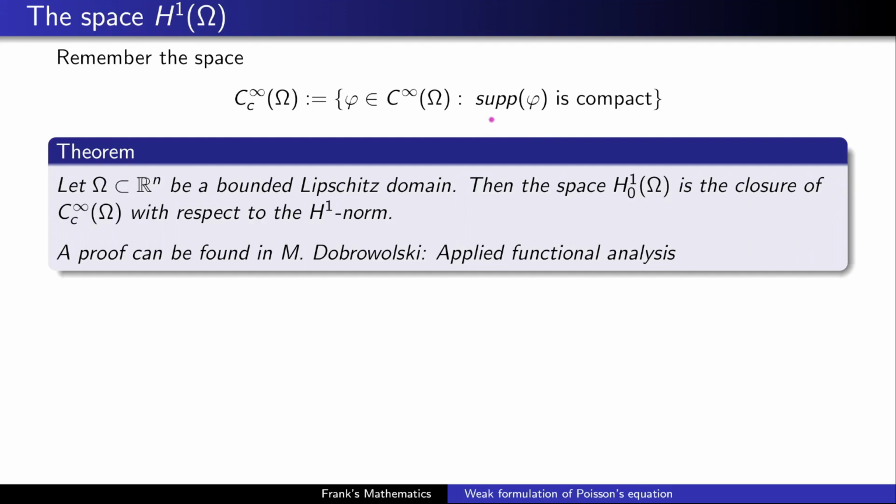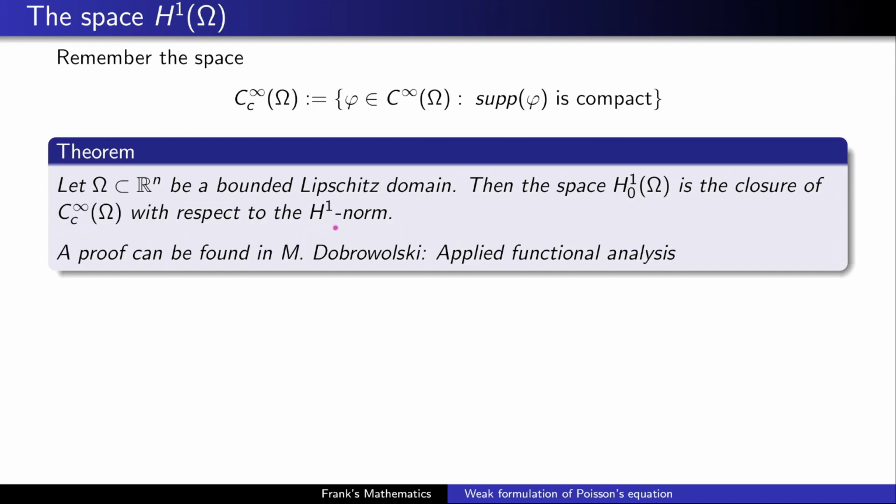Well, they have a direct relation to our space H01. So again, let omega be a bounded Lipschitz domain. We need to define our space H01 using the trace operator. Then we can show that the space H01 can be interpreted as the closure of our test function spaces with respect to the H1 norm.